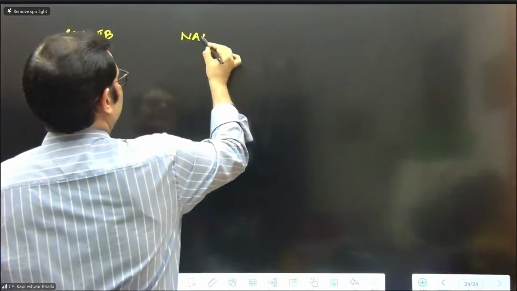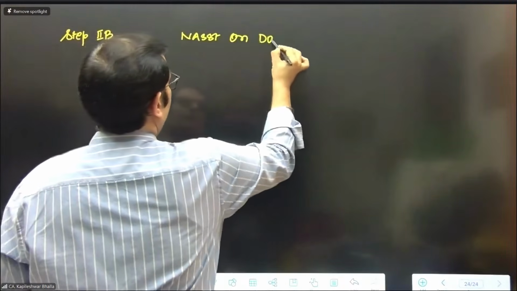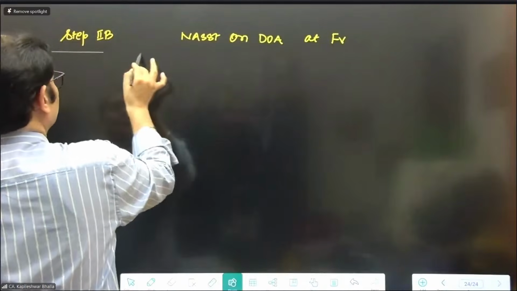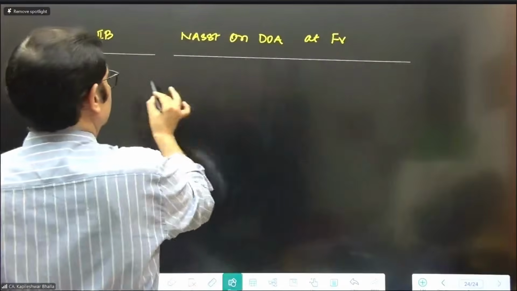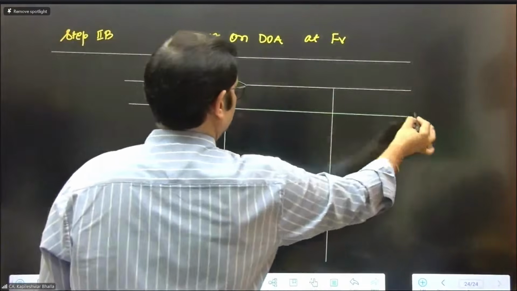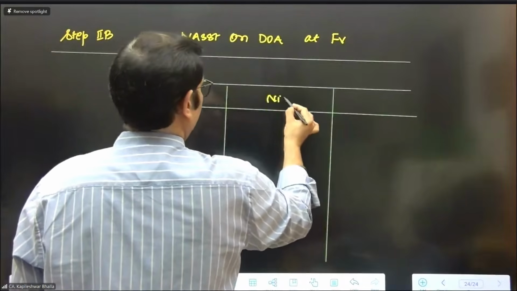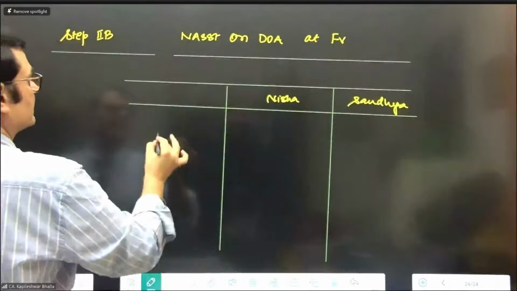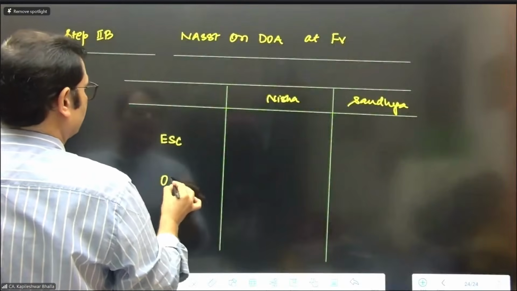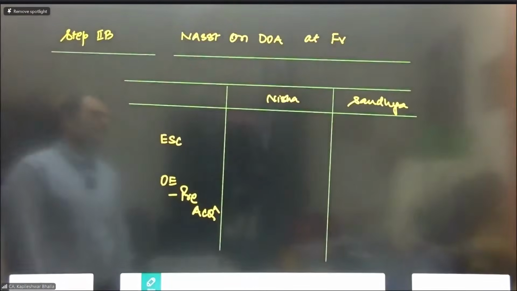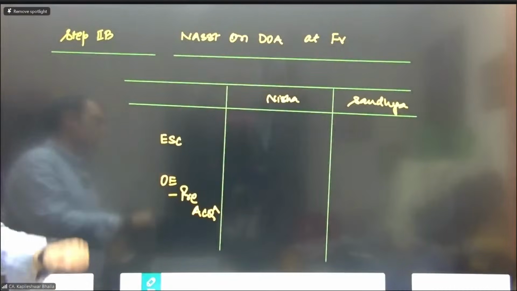So we go to the step number 2B, which is calculating the net assets on the date of acquisition at fair value. So you again need to do two calculations separately. So we'll do two separate calculations for the two companies. One is for Nisha and one is for Sandhya. So we need the sum total of the equity share capital and the other equity, which is pre-acquisition in nature. That's it. We're just organizing inputs and we get the net assets of the company.